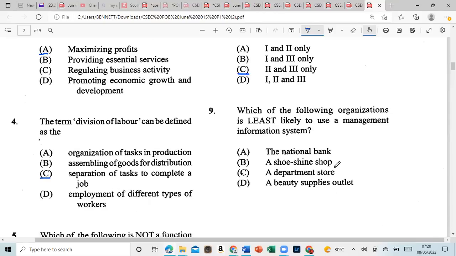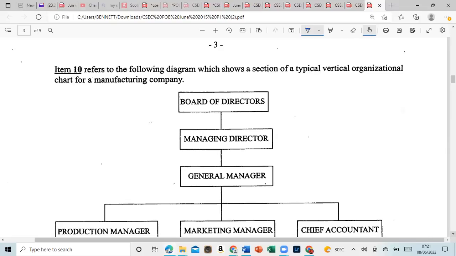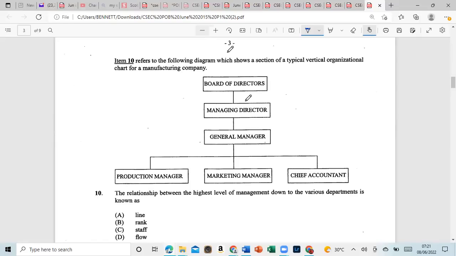Number 9, which of the following organizations is least likely to use a management information system? A, the National Bank. B, a shoe shine shop. C, a department store. D, a beauty supply outlet. And that would be B. And that is also a repeat. So guys, look out carefully for those. Chances are that if you've been following, you'd have seen a lot of them.